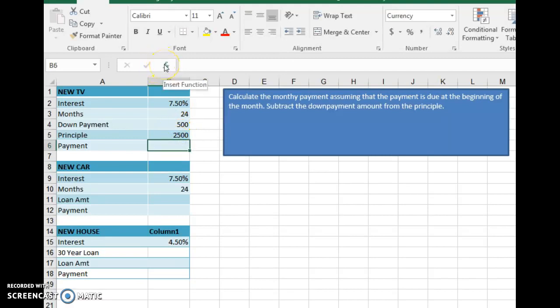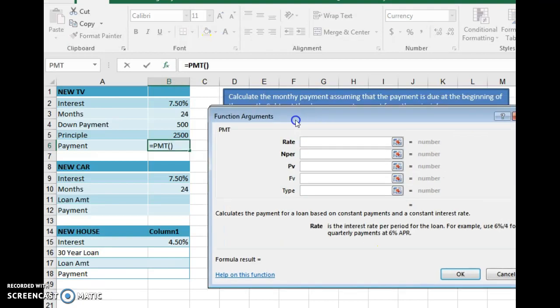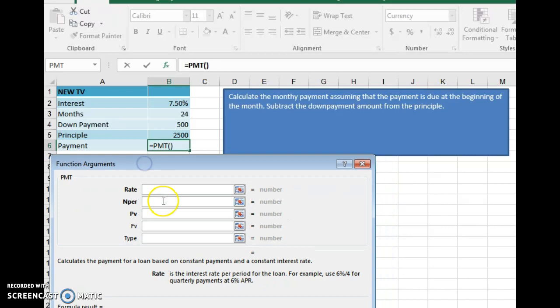So I'm going to go to the Insert Function button, search for PMT. First thing that I want to know is what is the interest rate. So this is the interest rate, but if you look down here, it says if you're paying quarterly, divide by 4. We're paying monthly, so we would divide by 12 since there's 12 months in a year. It wants to know what is the total number of payments. So if we're paying monthly over a 2-year period, that's 24 months. So I'm going to click where I have 24. If you don't have that written anywhere, you would type it.